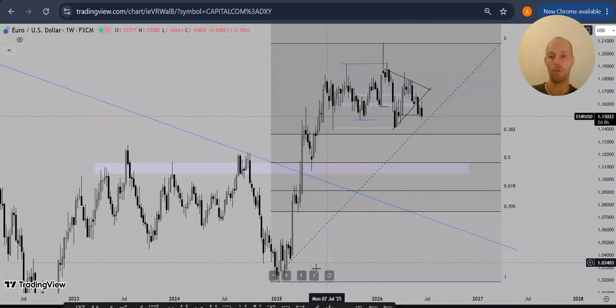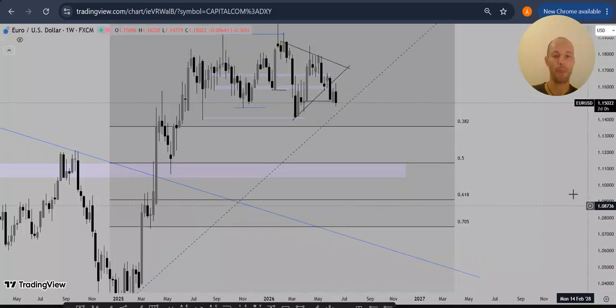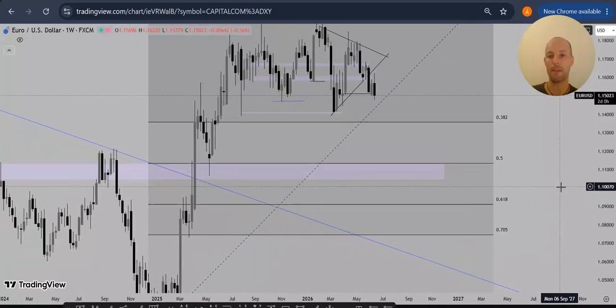Now let's look for more confluences, and I can immediately see this liquidity zone here.